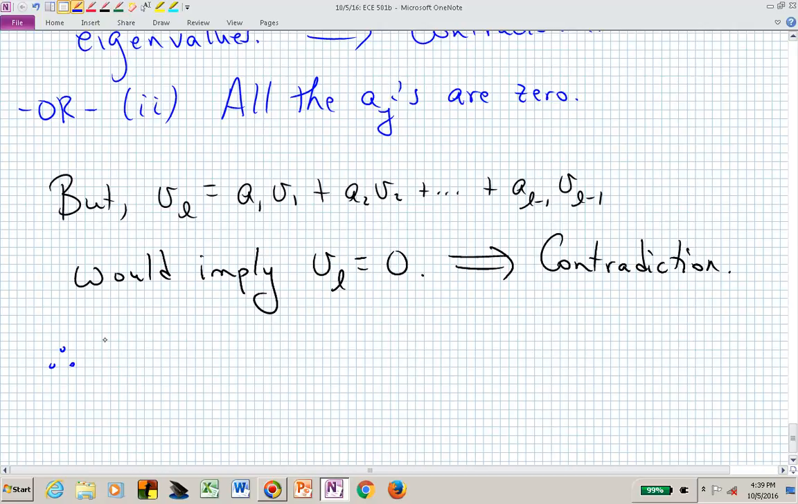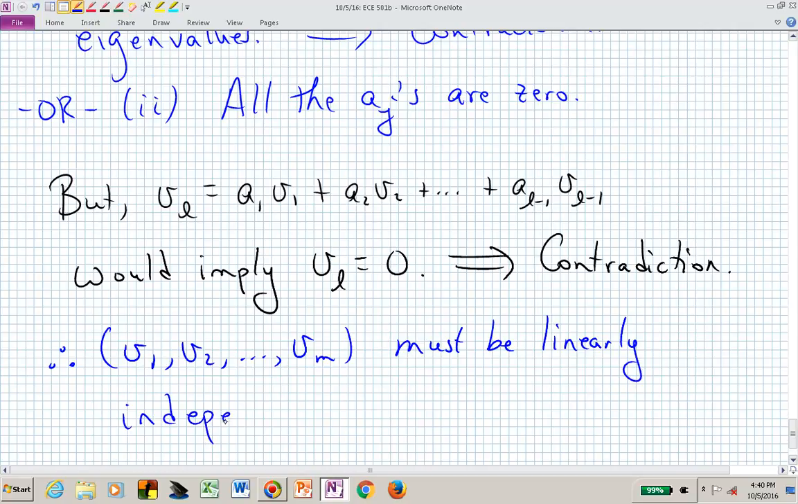Therefore, this list v1, v2, v sub m must be linearly independent, which is what we were trying to show.